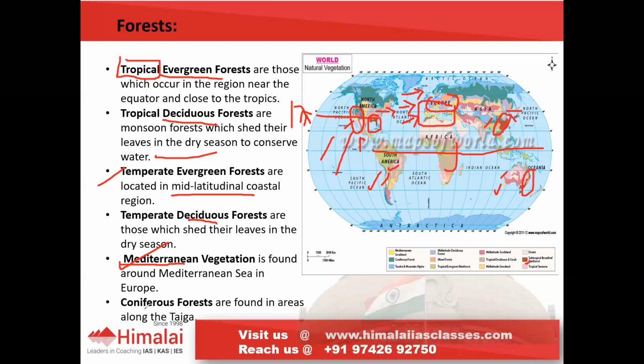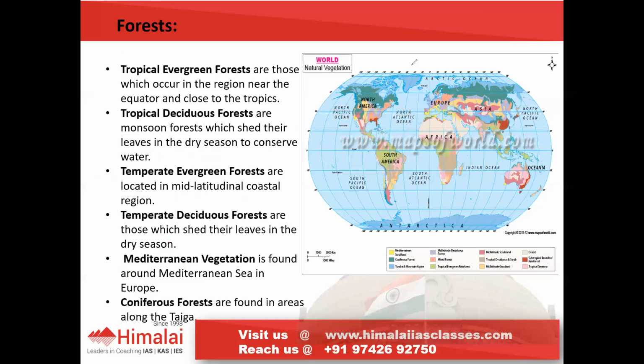And the next type of forest is coniferous forest, or they are also called taiga forest. Especially we find this type of forest in the northern hemisphere from 50° north latitude to 70° north latitude. Here we find softwood evergreen forest.